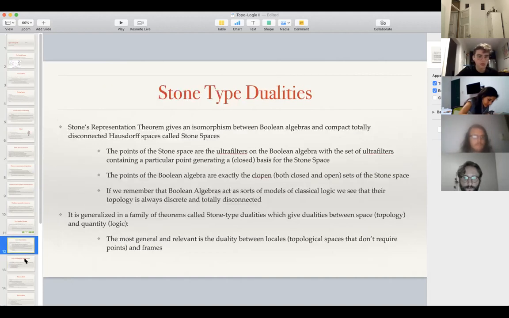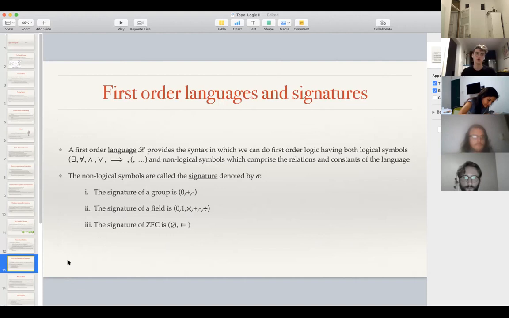First, we're going to talk about first-order languages and signatures. A first-order language in general is the syntax we use to write down logic. It has logical symbols, which are things like there exists, for all, conjunction, implication, parentheses, punctuation, all of that, including variables. And then there are non-logical symbols, which are extra structure, and they are what the language is ultimately comprised of. The signature is just all of these non-logical symbols.